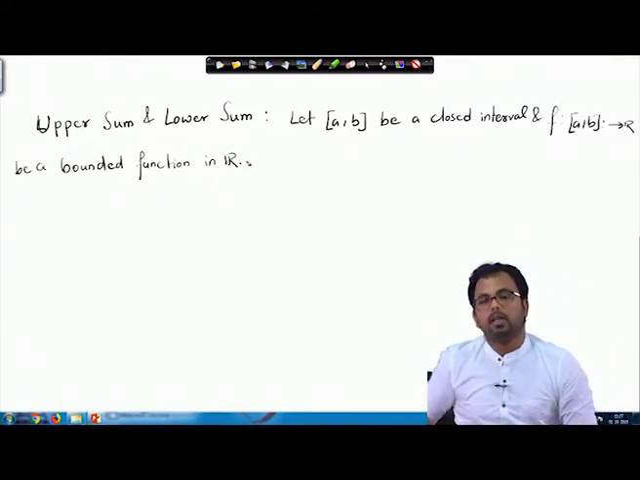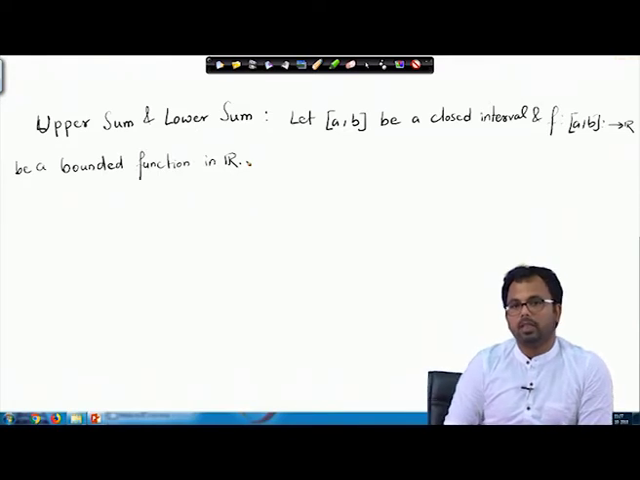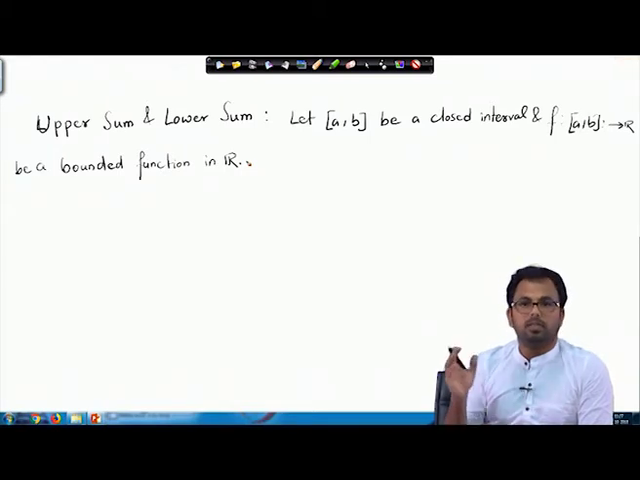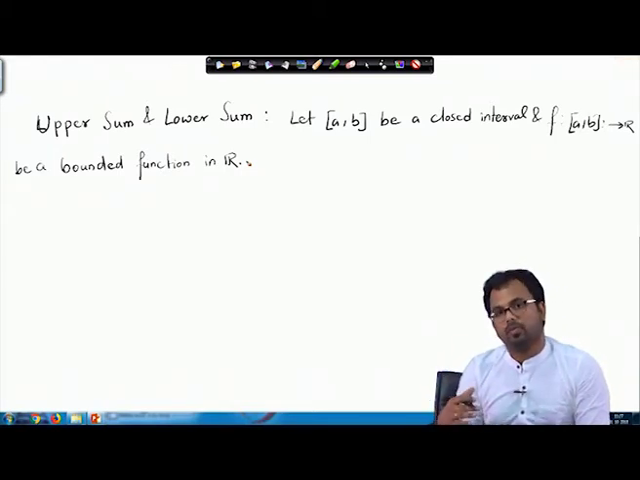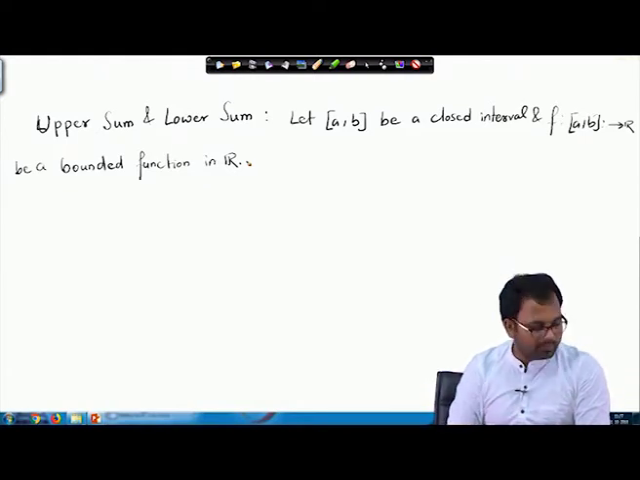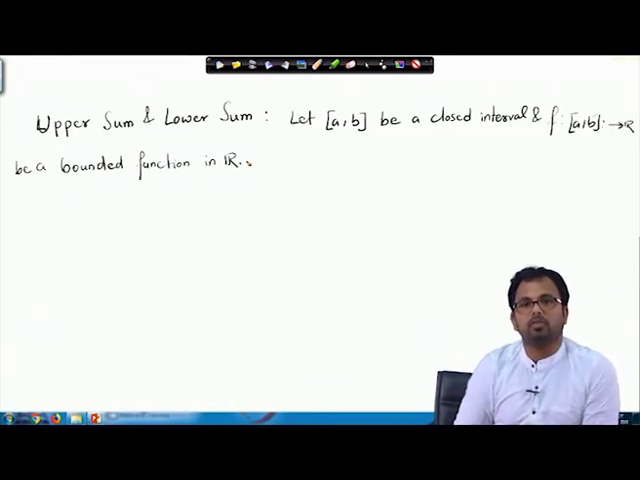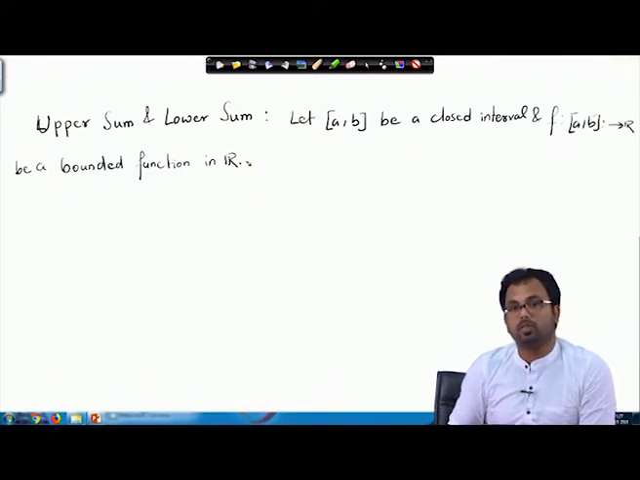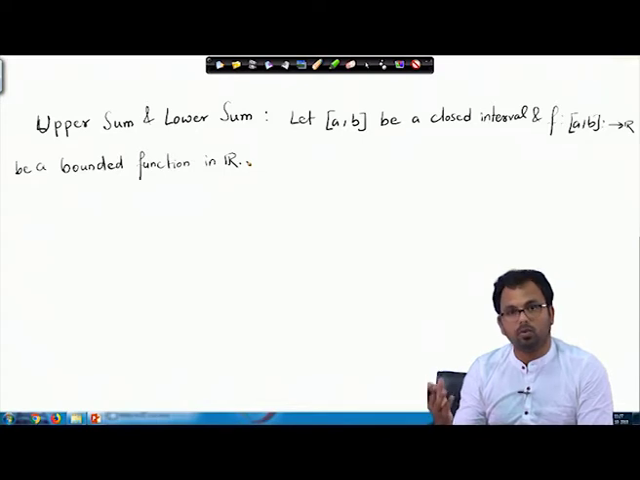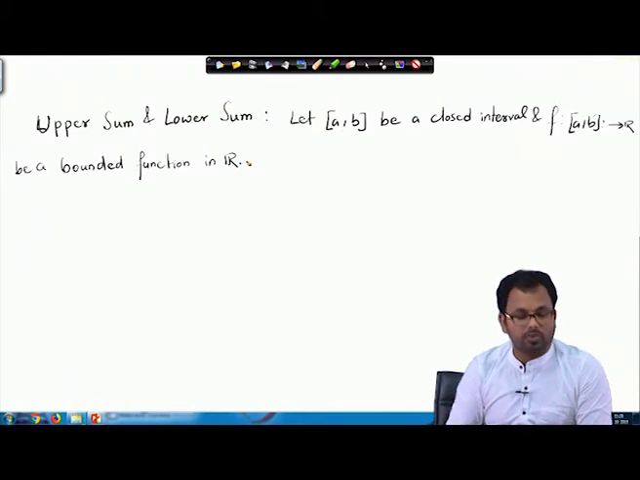in R. When we say bounded function, it means that it is bounded from above and bounded from below. Otherwise, we will say that f is a bounded function from above. That means it may not be bounded from below, and vice versa. For example, f(x) equals x square on the interval 1 to 2 is a bounded function. In that case, the upper bound would be 4 and the lower bound would be 1. So that's what we mean by a bounded function.